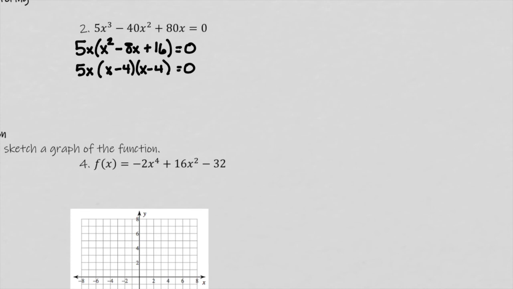So if 5x equals 0, one of my solutions is 0. And x minus 4, the opposite of a minus 4 is a positive 4, and I have that twice, so I have a repeated solution. So my answers here are 0 and 4.